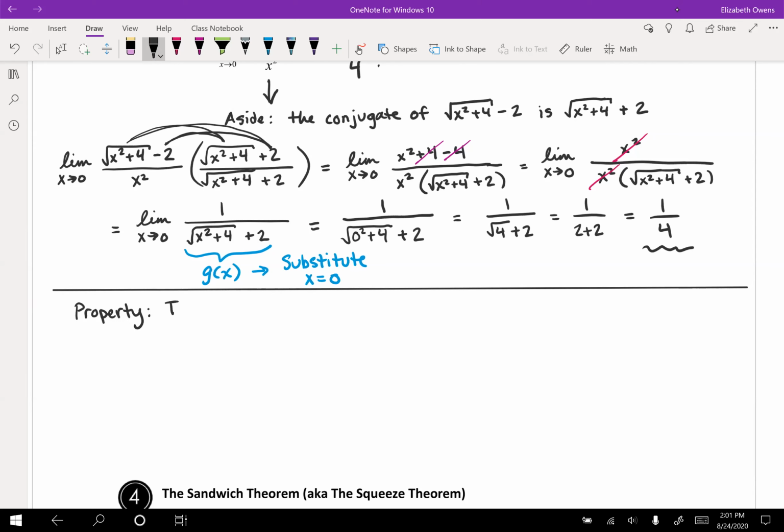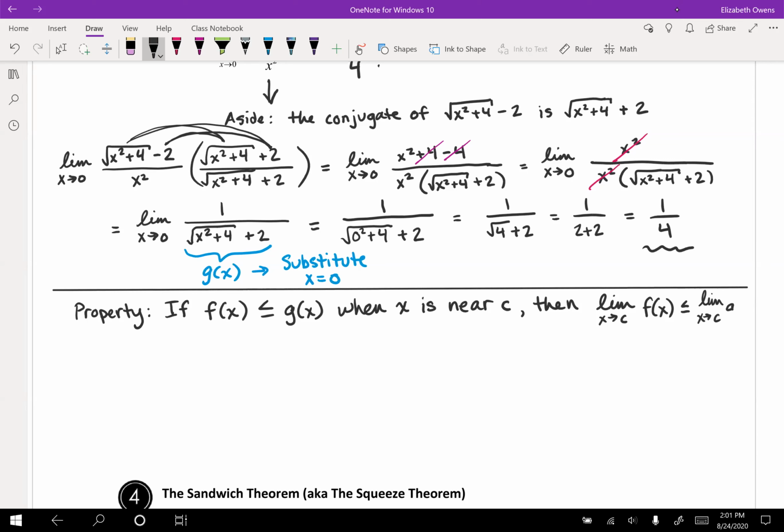It says that if you have two functions, f of x and g of x, so if f of x is less than or equal to g of x when x is near c, as we usually have here, then the limit as x approaches c of f of x will be less than or equal to the limit as x approaches c of g of x.